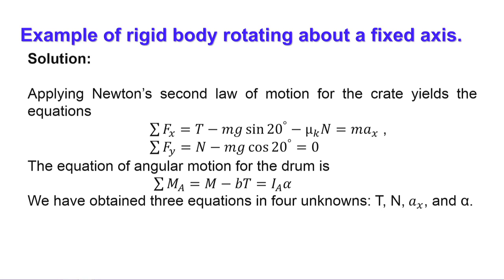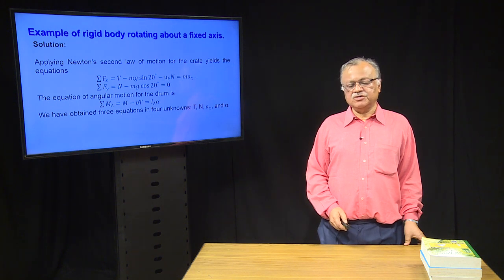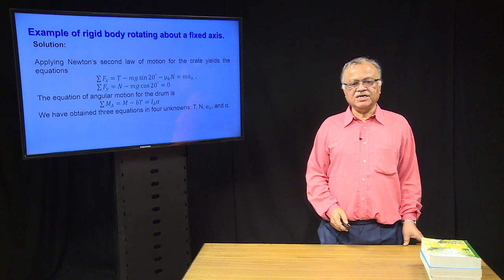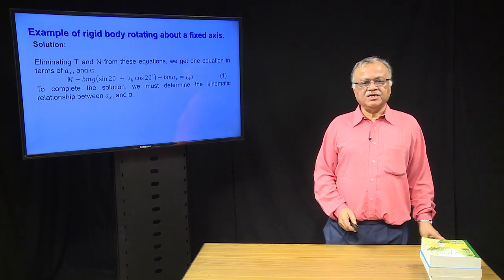Whatever moment is coming creates I A alpha, where I A is the moment of inertia about the axis A, and alpha is the angular acceleration. So, this way you get 3 equations for 4 unknowns. Otherwise, for 4 unknowns we require 4 equations. So, how do we get another equation? This we can find from kinematic relations.